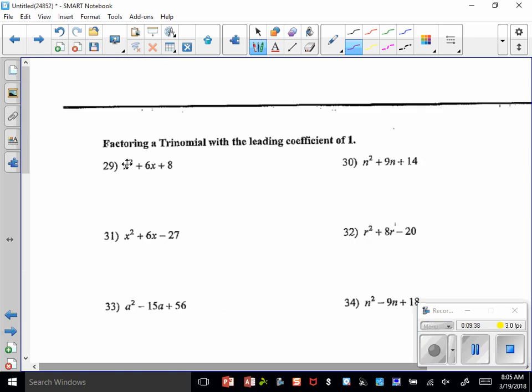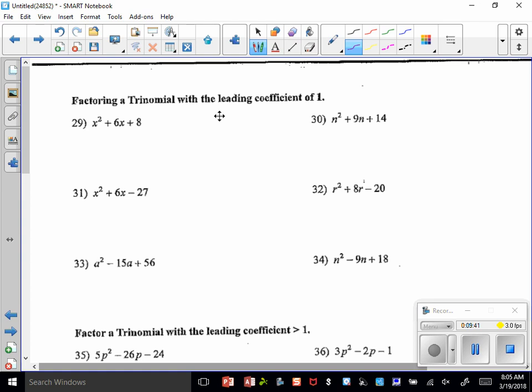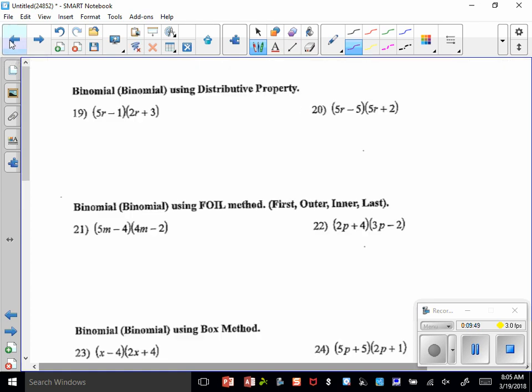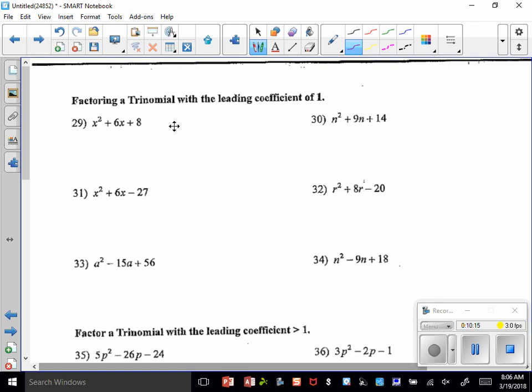So this is where we get into what we call factoring a trinomial. So what you're going to do now, remember I told you at the beginning of the lesson, you're going to determine what the factors are. Now keep in mind, factors are things you multiply together. So these are really factors, like 5r minus 1 is a factor. 2r plus 3 is a factor because we're multiplying them together, so they're called factors. So the numbers or the terms you multiply together are called factors. The answer you get is called the product.